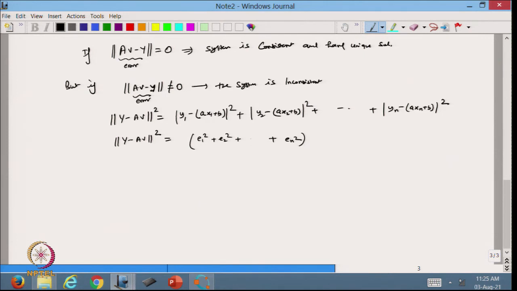Now what I want is to minimize y minus (ax plus b). I will minimize over the values of a and b, because I have to find the coefficients in the line, ax plus b. So, I want to minimize this error basically. This is called minimizing the error.